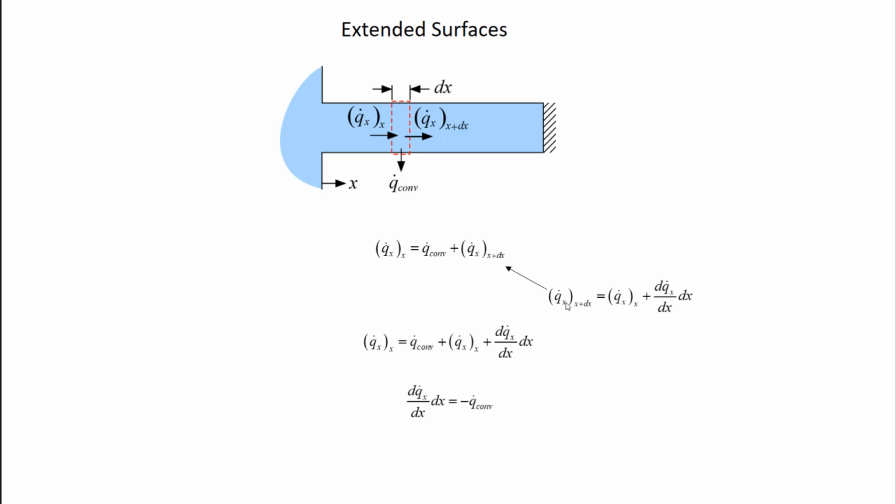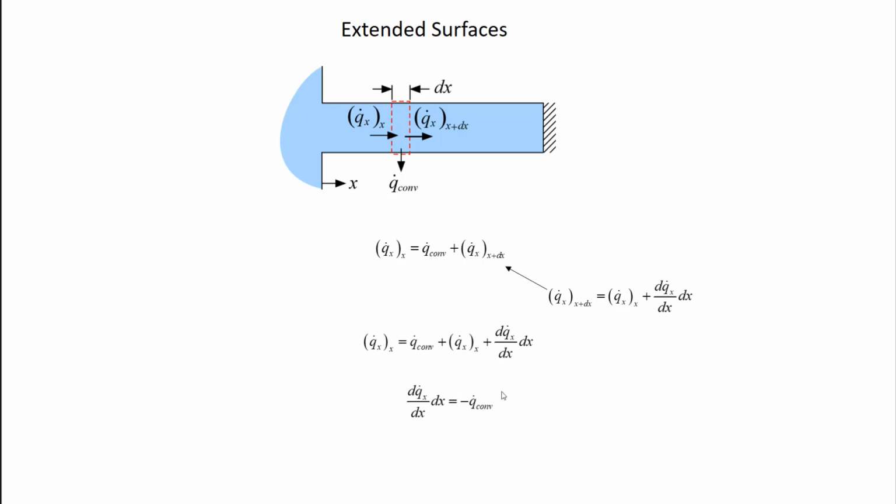So q dot in the x direction at location x plus dx is equal to q dot in the x direction at location x plus dq dot x dx times dx, right? This is what I can write if I'm going to take dx to a differentially small condition. So I take this and substitute it into here. I get this equation. I can cancel out q dot x at location x. And here's my differential equation written in terms of energy.